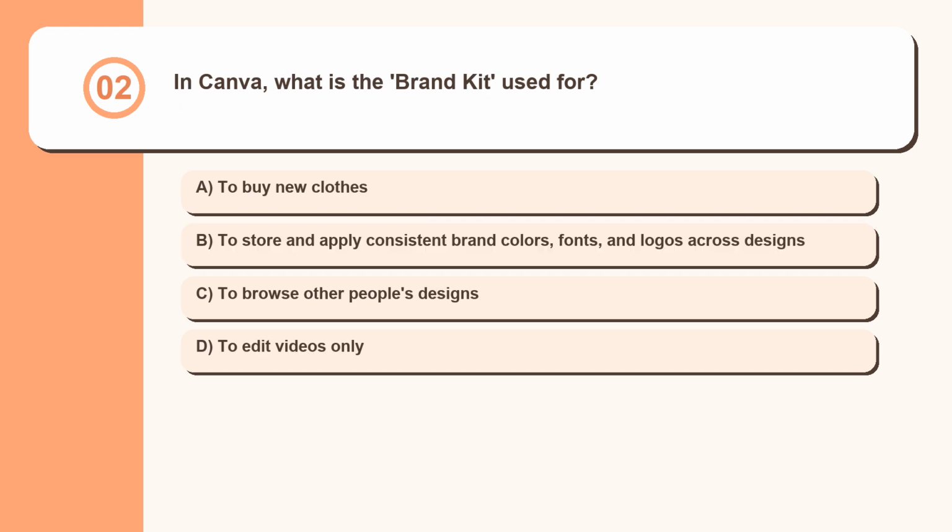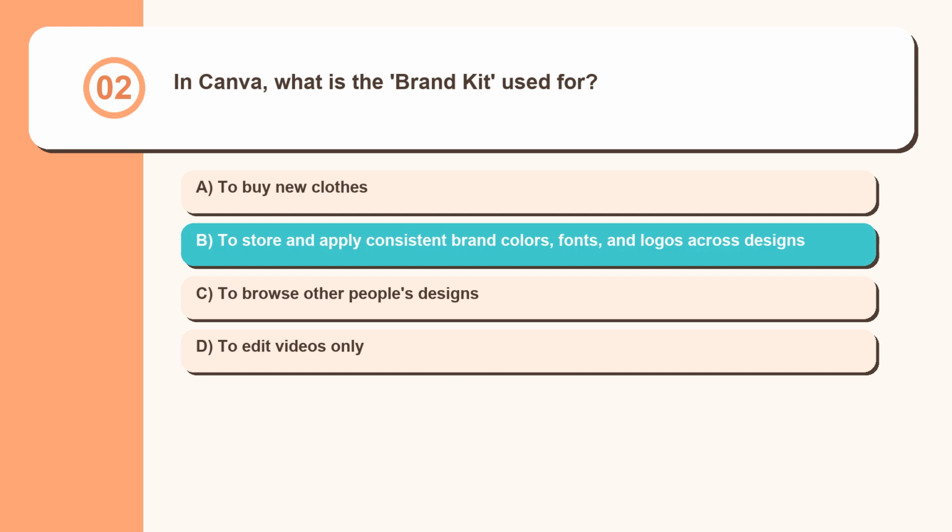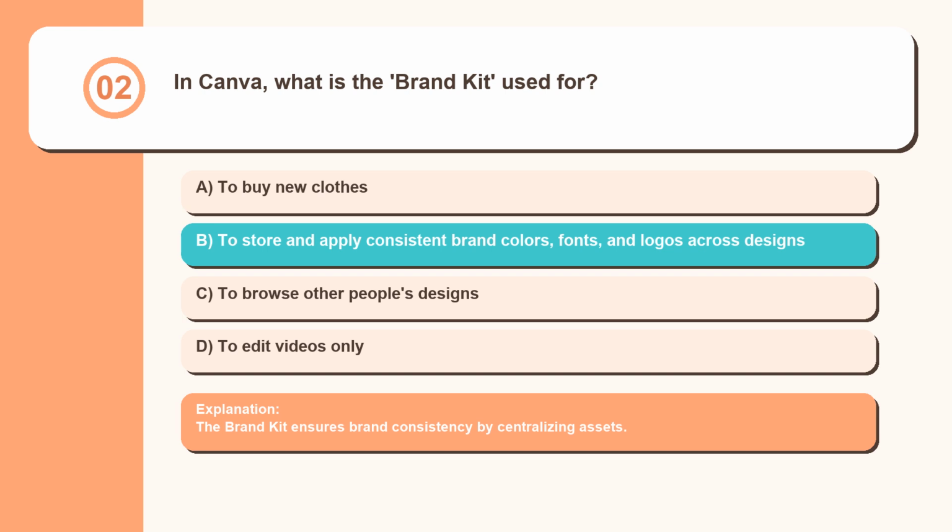Question 2. In Canva, what is the brand kit used for? To buy new clothes, to store and apply consistent brand colors, fonts, and logos across designs, to browse other people's designs, to edit videos only. The brand kit ensures brand consistency by centralizing assets.